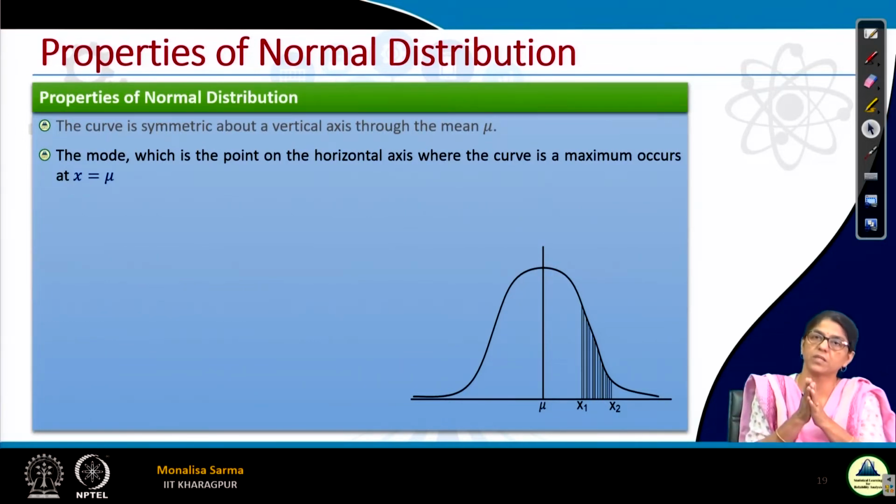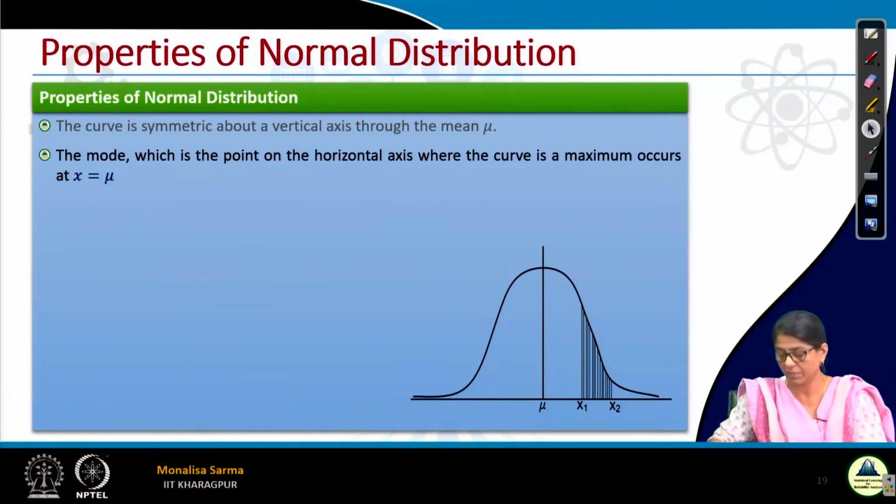What is median? At the median, 50% of the population falls to the left of the median, and the other 50% falls to the right of the median. So here in a normal distribution, mu is also the median. In a normal distribution, mean is equal to median is equal to mode. This is a very important characteristic, please remember.